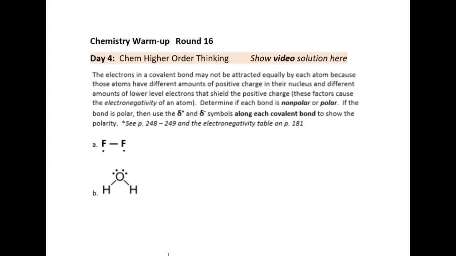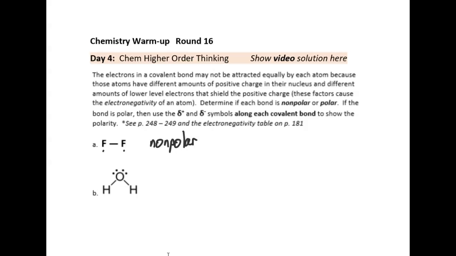They're identical atoms. So neither of the fluorines will pull the shared electrons closer to itself. The electrons will be shared equally between both atoms. That single covalent bond is a nonpolar covalent bond. It's not polarized, meaning it doesn't have one end of the bond which is positive and the other end of the bond which is negative.